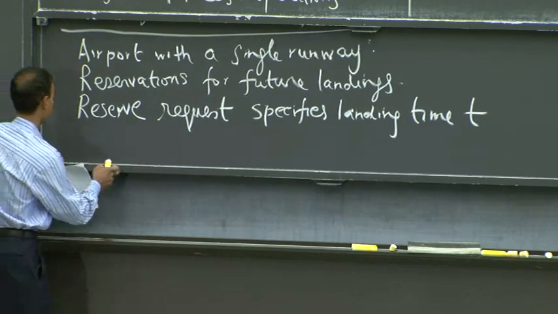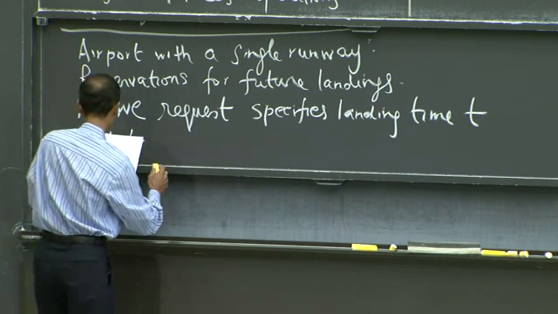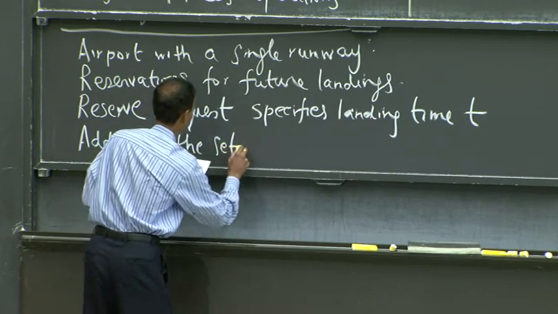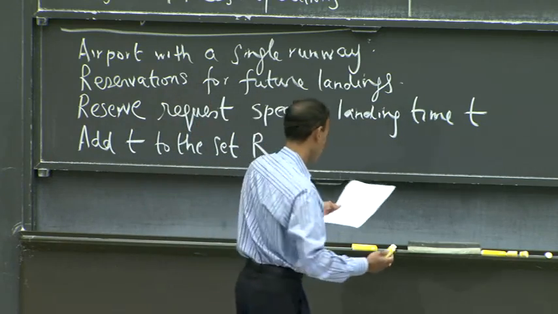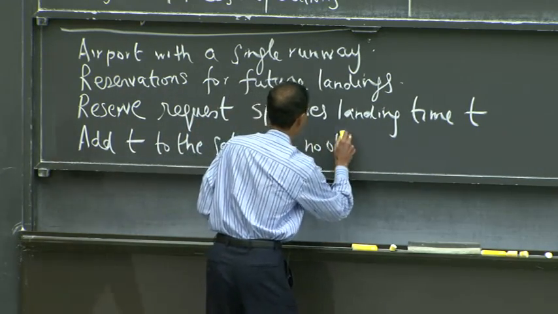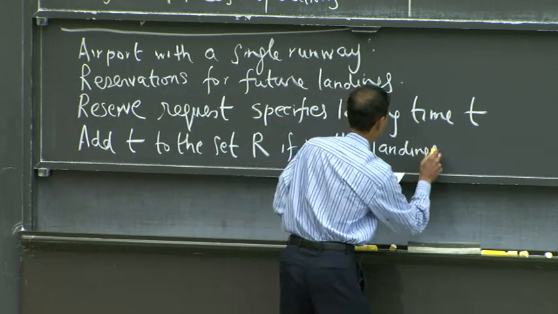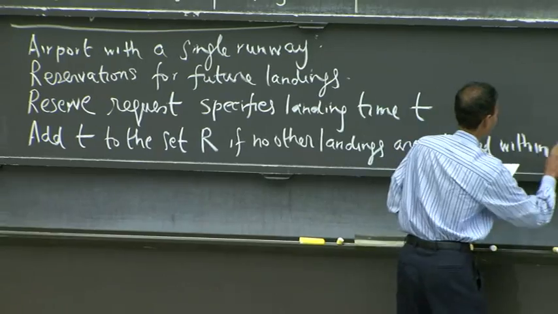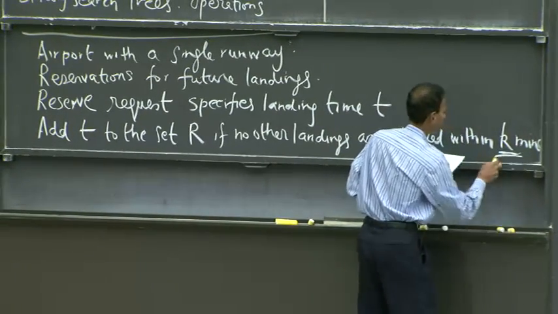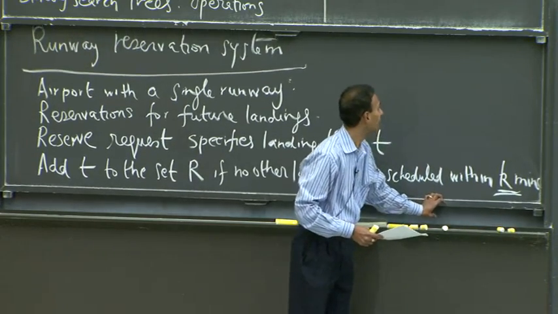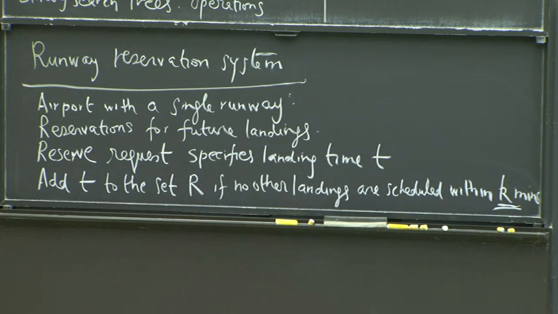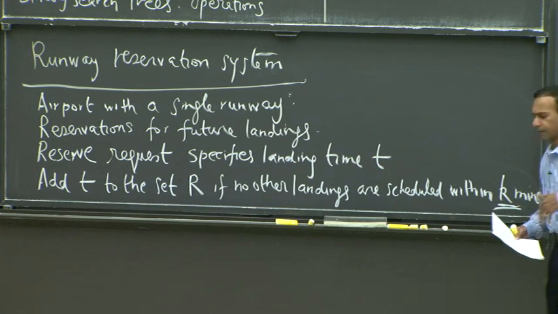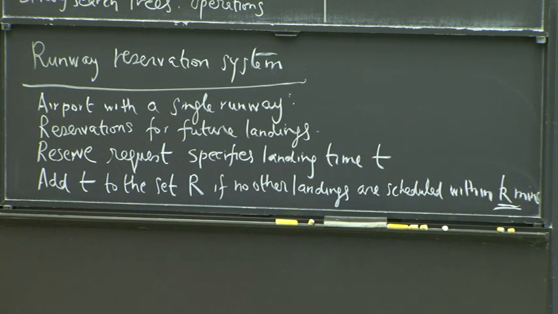And in particular, we're going to add T to the set R of landing times if no other landings are scheduled within k minutes. Okay, and k is a parameter that could vary. I mean, it could be statically set to 3 minutes or maybe 4. You can imagine varying it dynamically depending on weather conditions, things like that. For most of the examples we'll talk about today, we'll assume k is 3 minutes or something like that.